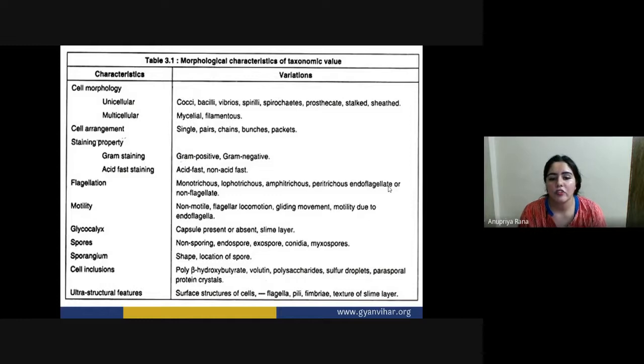Now the ultrastructural features. These features can be seen on their surfaces. So the structural surface: the cilia, here you can see the flagella, pili, fimbriae, and the texture of the slime. On the basis of these ultrastructural features we can also classify bacteria.